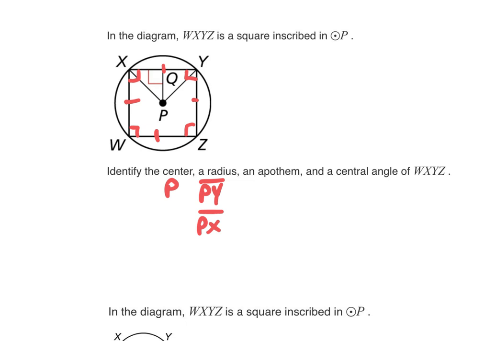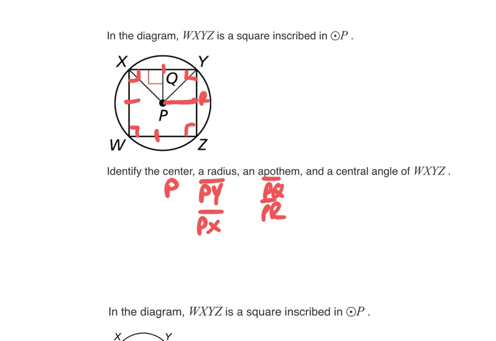Okay, the apothem. Right now there's only one apothem drawn in. The one apothem that's drawn in is PQ. If I wanted to do this one, then I would just need another letter there, right? If I put an R or something right here, I could call it PR. But we don't have a letter there, so PQ would be the only one that's already drawn in.